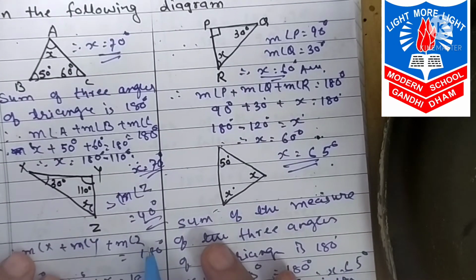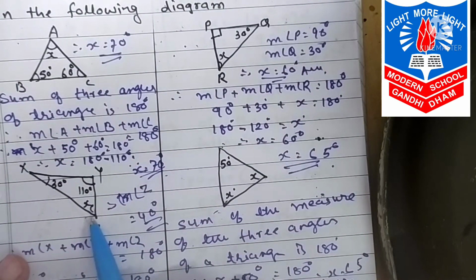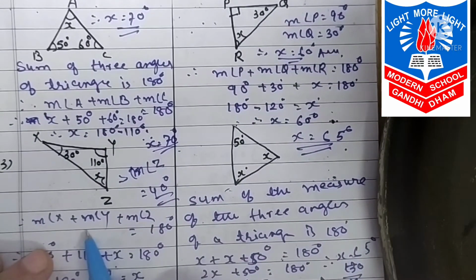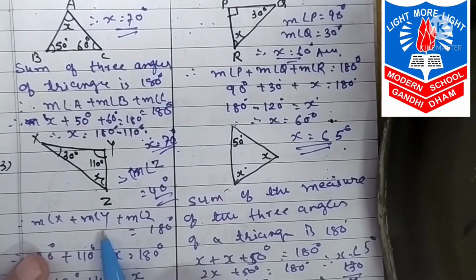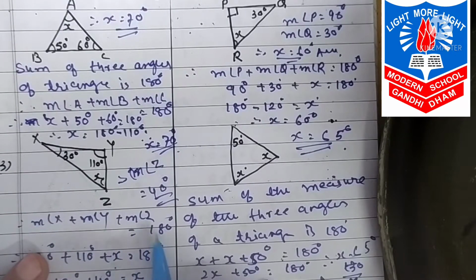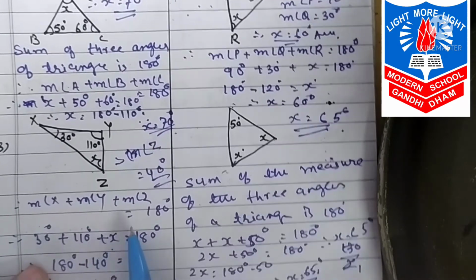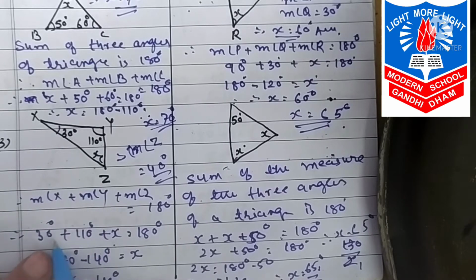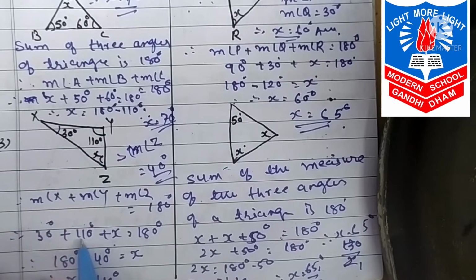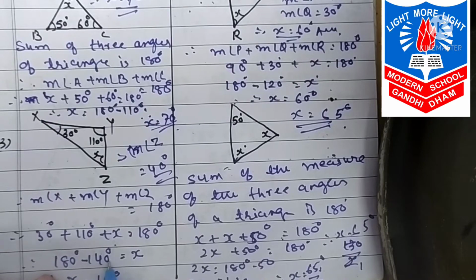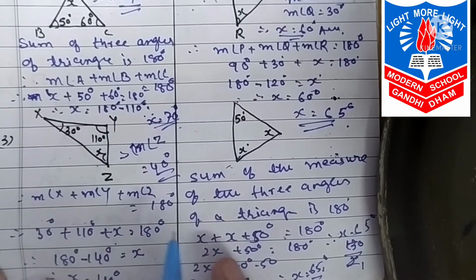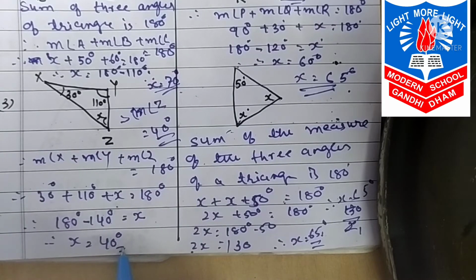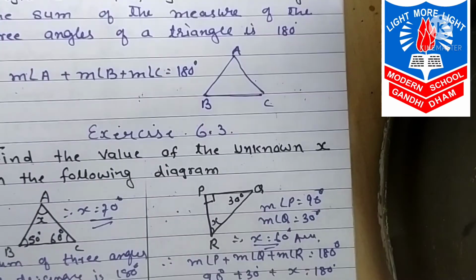Okay, then the second one, here x is given, sum of three angles of a triangle is 180. So, we write here measure angle x plus measure angle y plus measure angle z is equal to 180. Therefore, 30 plus 110 plus x is equal to 180. 30 plus 110 is equal to 140. So 180 minus 140 is equal to x. Therefore, value of x is equal to 40 degree. That is our answer.